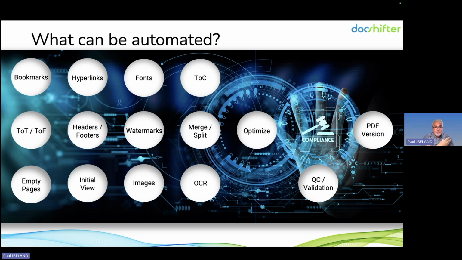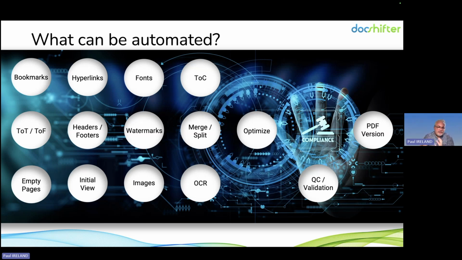You can do that, apply watermarks on the content, merge multiple documents together, split them up, ensure the file's optimized correctly, it's the correct PDF version, you don't have any empty pages, your initial view settings are correct, and images are inserted in the correct format, compressed in the right way or uncompressed as may be the case. You OCR where necessary. And also there's something you can automate in terms of the QC of the PDF. So all of those checks you make PDF by PDF to make sure that PDF is ready to be included in the submission.